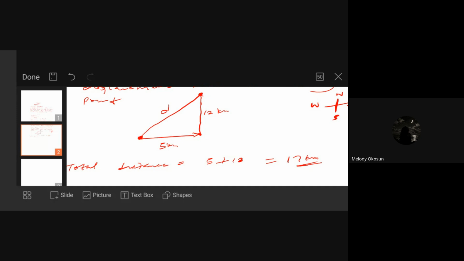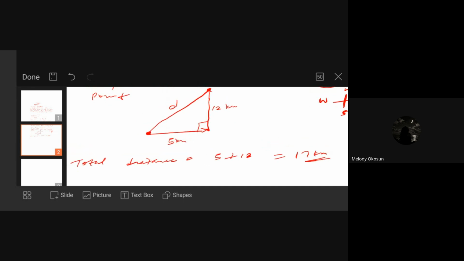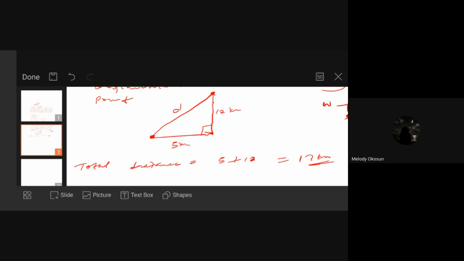Now let's find what the shortest distance would be, which is actually the displacement of the boy from the starting point. And clearly, you can see that this is a right angle triangle. How do I find the side? What's the relationship in finding the size of a right angle triangle? We need to use our Pythagoras theorem. Remember, Pythagoras theorem says that the square of the hypotenuse is equal to the sum of the squares of the other two sides.